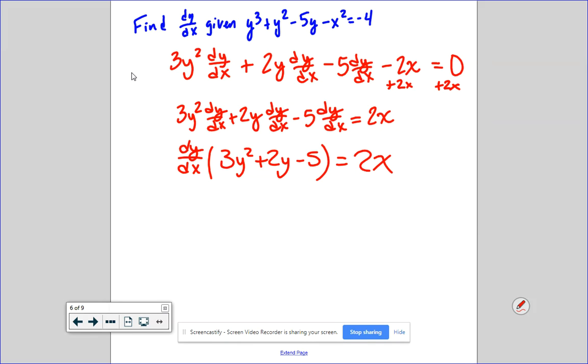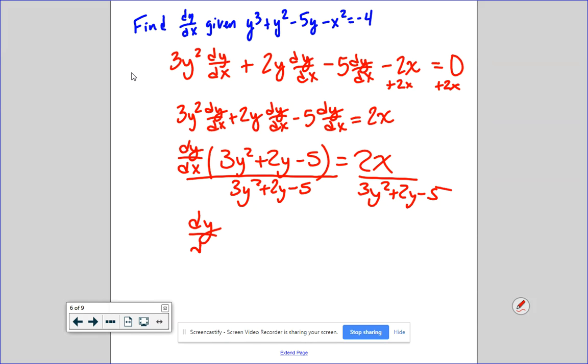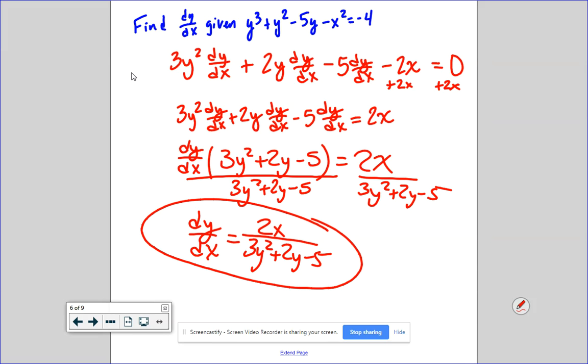Well, dy/dx is multiplied by the parentheses. So I can just divide both sides by the parentheses. So the answer here for dy/dx is 2x over 3y squared plus 2y minus 5. That's your answer.